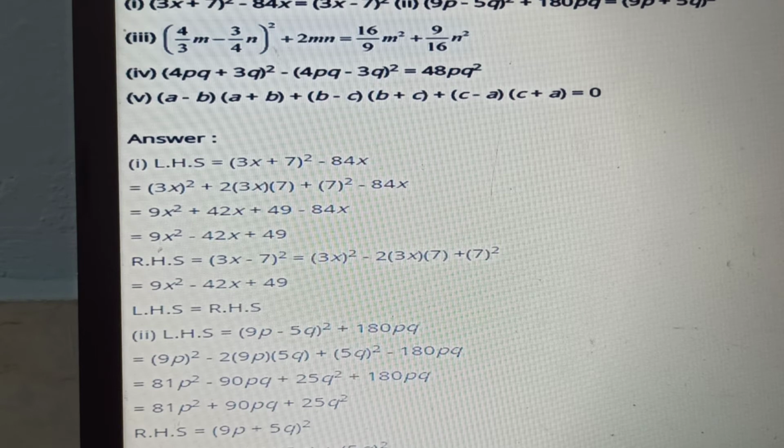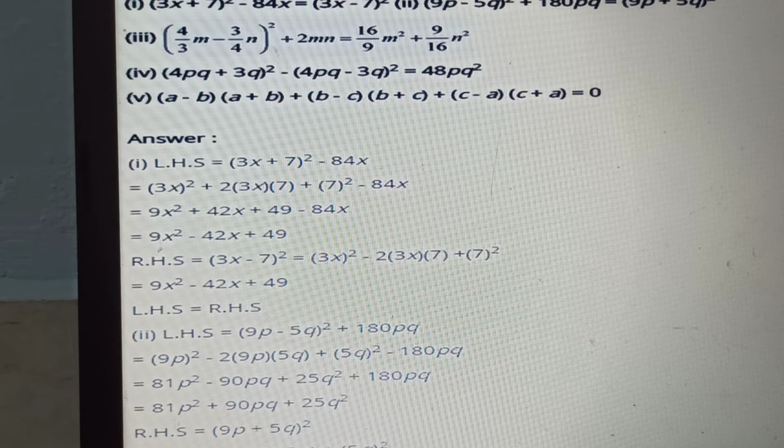The fifth problem is in the form of (a + b)(a − b), and another is (b − c)(b + c), and (c − a)(c + a). All are in the form of the (a + b)(a − b) formula. So first is a² − b², then b² − c², then c² − a². So a² minus a² gets cancelled, plus b² minus b² cancels, and plus c² minus c² gets cancelled. So we got the answer 0.